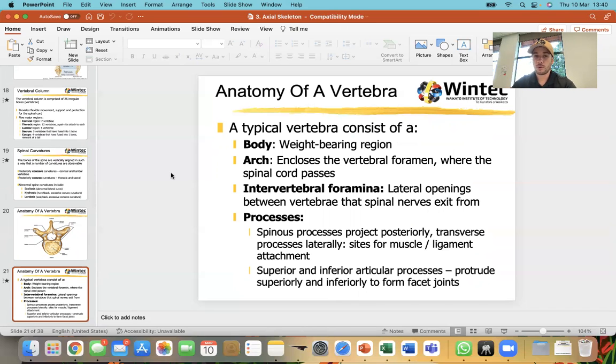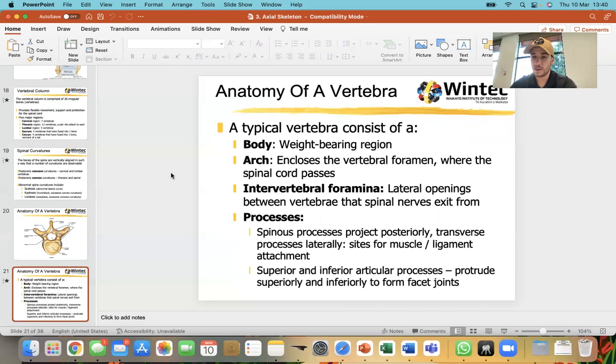Our intervertebral foramina are the lateral openings between the vertebrae where the spinal nerves exit, and then the processes: the spinous process, and the inferior and superior articular processes. The spinous process projects posteriorly, so we can feel it coming out of the back, directly behind us. The transverse processes project laterally, away from the midline, and those are the sites for ligament and muscle attachment.